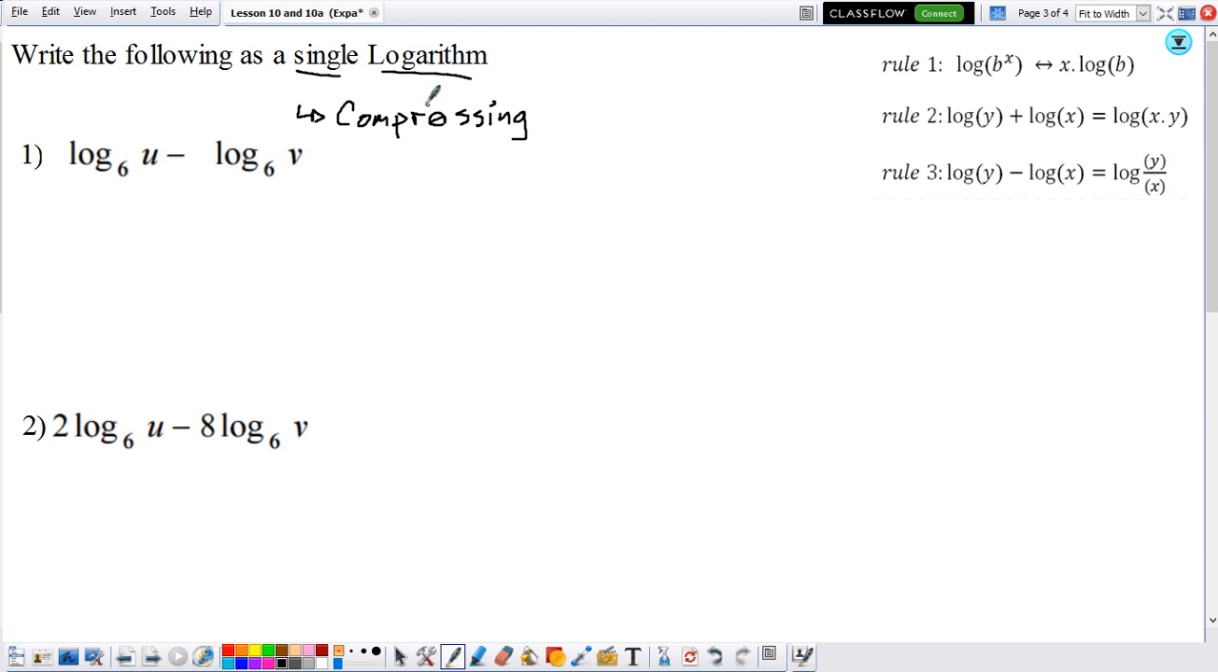Now, how do we do that? We're still going to use the same three rules that we have here, but now we're going to do the opposite. I find compressing a little bit easier than expanding, but that's just me.